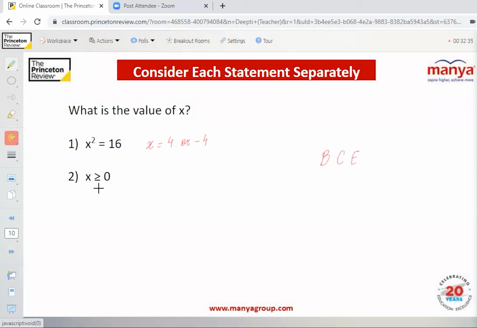Now let's check the second statement. It says x is greater than or equal to 0. So out of 4 and minus 4, only 4 is greater than or equal to 0. So x equals 4. So is this statement sufficient to answer the question?